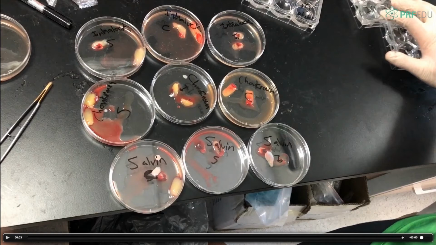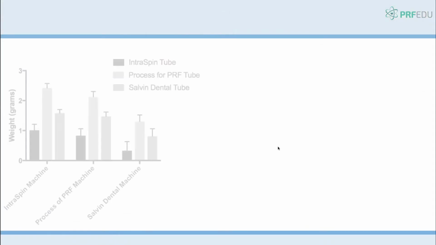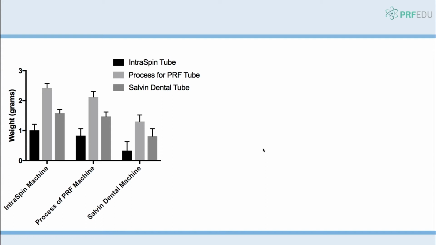So here the I is the Intraspin tubes, here the C is the Choukroun tubes, and here the S is the Salvin tubes. And what we learned is, look at how small these Intraspin tubes are versus these guys, much bigger. Same thing here. Even if I use the Choukroun machine, the Intraspin tubes generated these small little clots in comparison to some of the other ones. And what we learned was, in fact, that the tubes matter a lot. And that's really a key finding in this publication that was done in 2018.